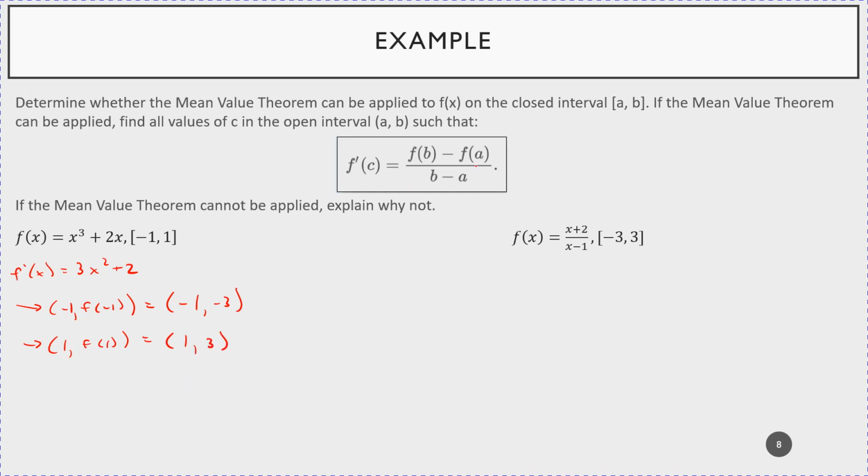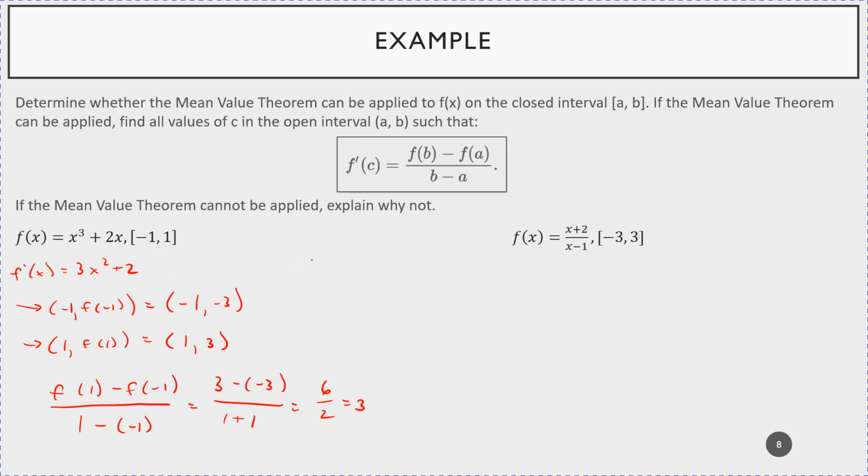All right, so let's find f of b minus f of a over b minus a. It's literally going to be f of 1 minus f of -1 divided by 1 minus -1. So this becomes 3 minus -3 all over 1 plus 1, which is 6 over 2, which is 3. So now let's see if we can find a c in -1 to 1 such that the average rate of change is the same as the slope of the tangent line.